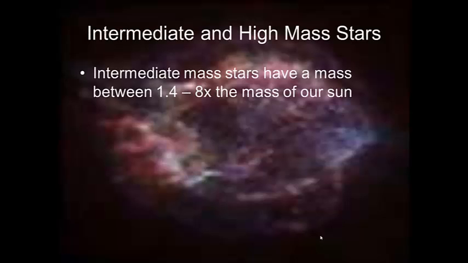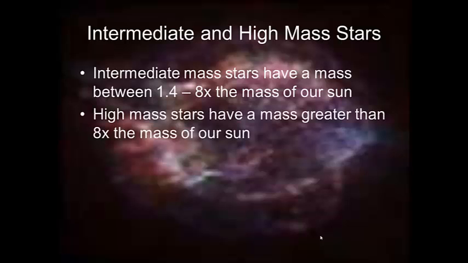Intermediate and high-mass stars. The definition of an intermediate star is a star that has a mass of approximately 1.4 to 8 times the mass of our sun. High-mass stars have a mass greater than 8 times the mass of our sun.